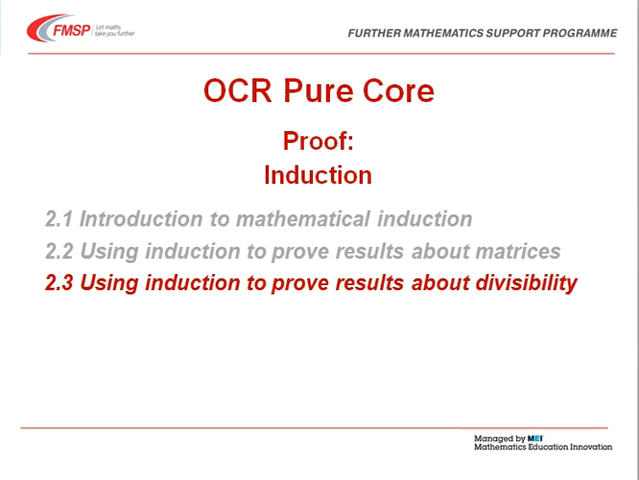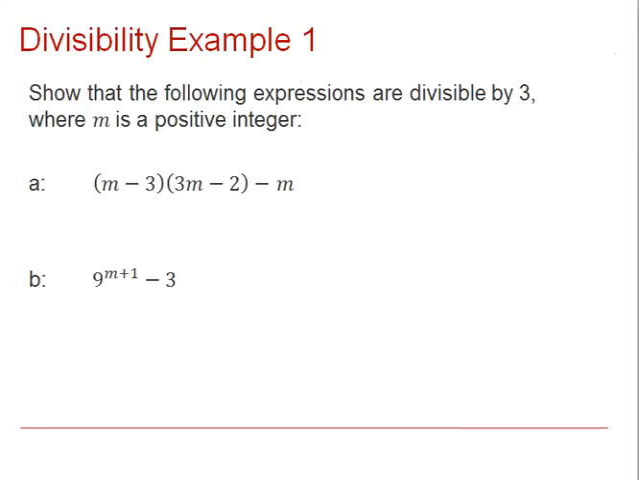This is the third video of a Proof by Induction series for OCR Pure Core AS Further Maths. In this session we will look at using induction to prove results about divisibility. In this example we want to show that the expressions are divisible by 3 for all m greater or equal to 1, with m in the natural numbers or positive integers.